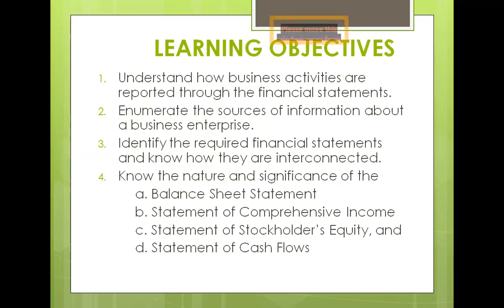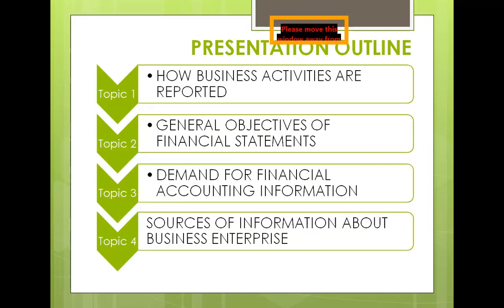So for this chapter, you are expected to understand how business activities are reported through the financial statements. Second, enumerate the sources of information about a business enterprise. Third, identify the required financial statements and know how they are interconnected. And fourth is to know the nature and significance of the four financial statements. What are these? These are the balance sheet statement, the statement of comprehensive income, the statement of stockholders' equity, and the statement of cash flows.